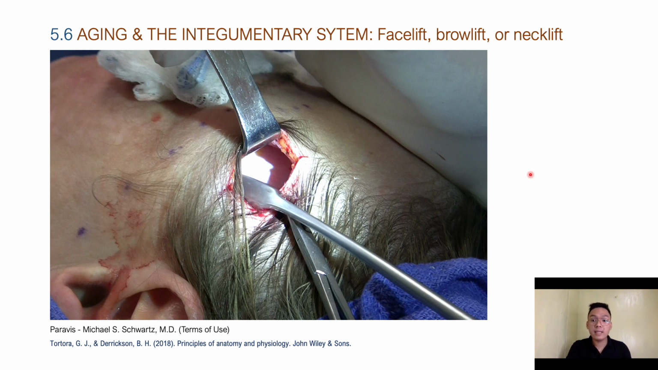Temporal incision behind the hairline for your endoscopic mid-face lift. We call it the rhytidectomy. You can see here the shiny surface of the deep temporal fascia.